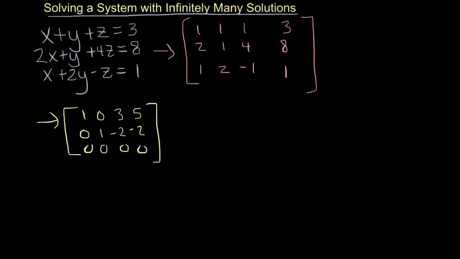And so this is kind of interesting. I've got a whole row of zeros at the bottom. So let's write this out now. This is the x column, the y, and the z, and these are my answers. So this codes to 1x plus 3z is equal to 5, and 1y minus 2z is equal to negative 2.